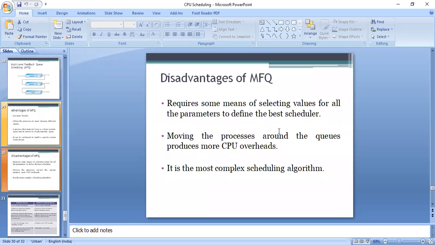And moving the processes around the queues produces more CPU overhead. When we are switching the processes from one queue to another, definitely we have to maintain the records too. So there is overhead involved, and we have to maintain it also, which ultimately makes it complex. So it is the most complex scheduling algorithm.